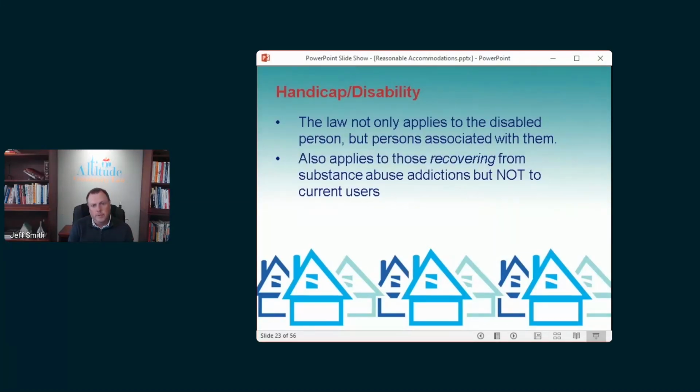The law not only applies to the disabled person, but persons associated with them. It also applies to those recovering from substance abuse addictions, but not to current users. So that second one, that recovering from, that's how you get the group homes for alcohol treatment or drug treatment. In terms of the law, it not only applies to the disabled person, but those next to them. Title 8 extends to handicap of buyer or renter, any person who will reside in the unit, and any person associated with the buyer or renter.